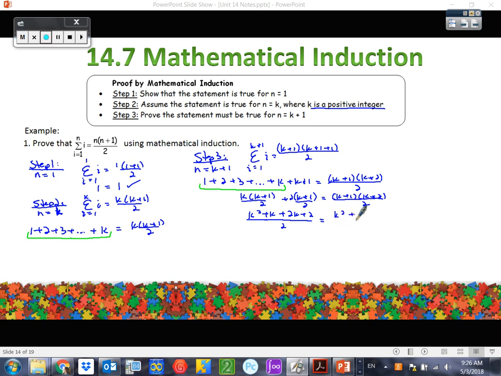K squared plus, what do we get? 3k plus 2. And let's hope when I combine like terms over here, yeah, and I will, I'll get the same thing, won't I? I'll get k squared plus 3k plus 2 over 2 equals k squared plus 3k plus 2 over 2. Check.